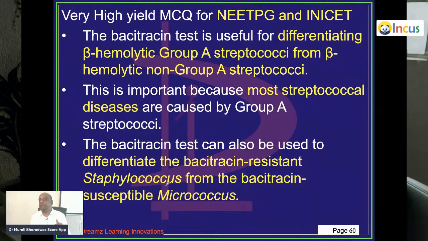So when will that happen? If there is any sudden rupture of membranes and amniotic fluid comes out, that leads to chorioamnionitis, that can lead to the development of infection with group B. So, doctor, for beta hemolytic streptococci that are non-group A, the bacitracin is useful.